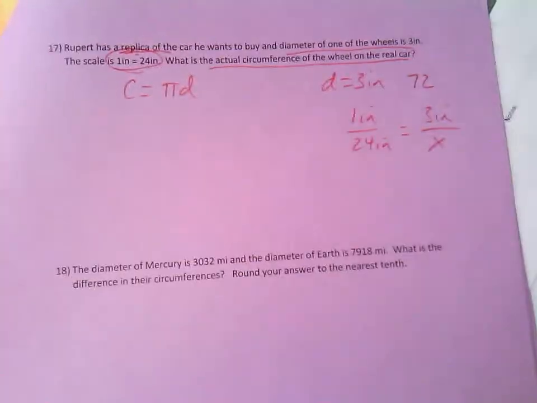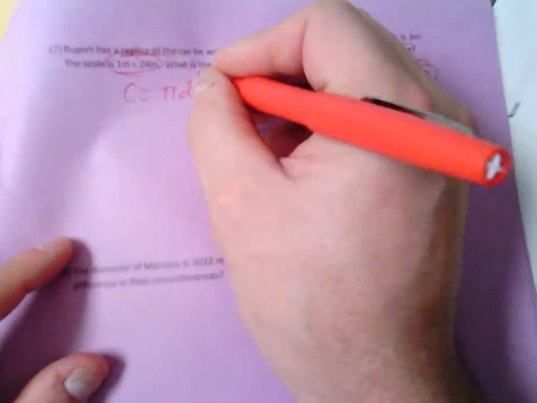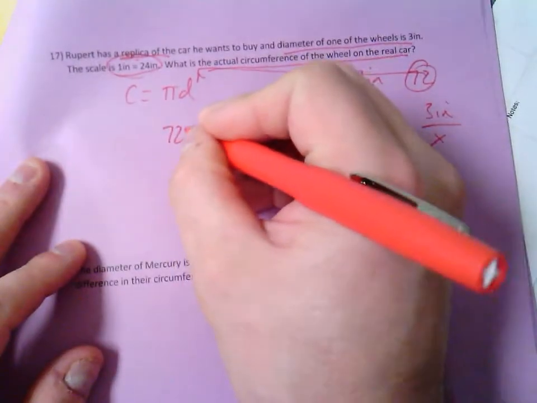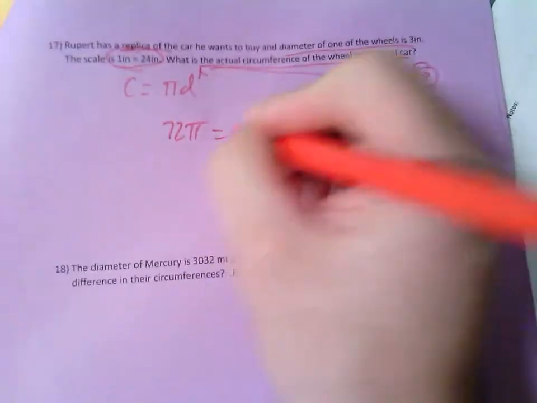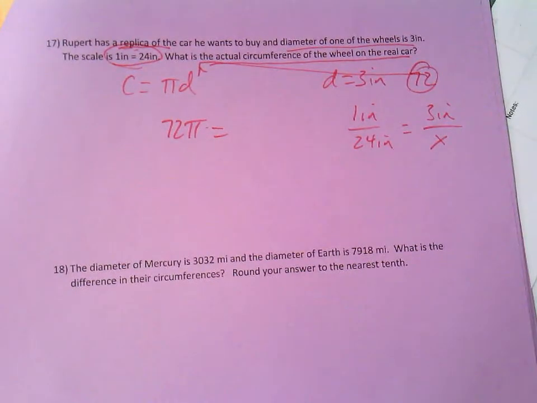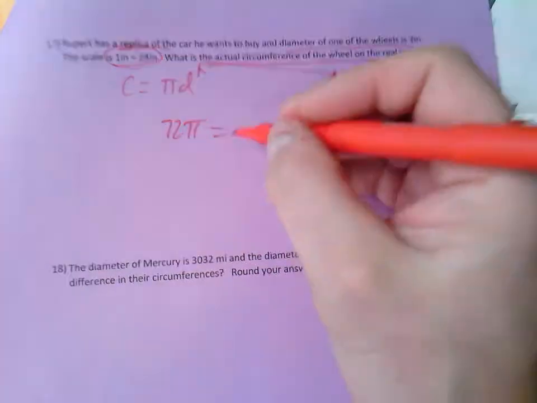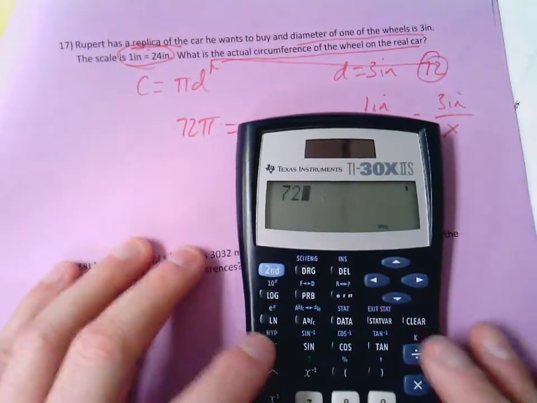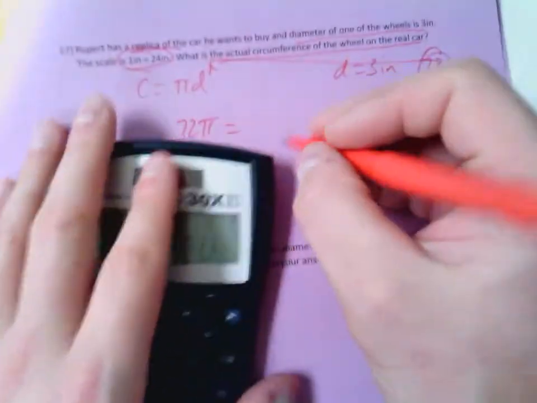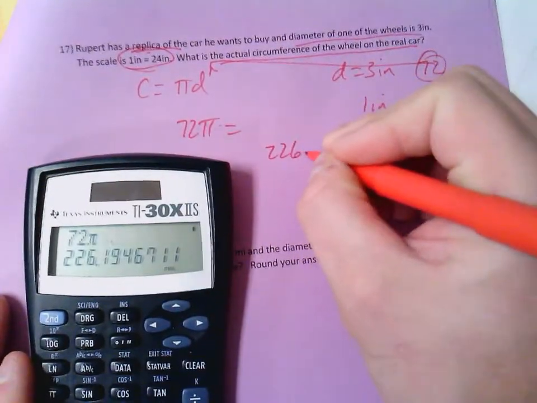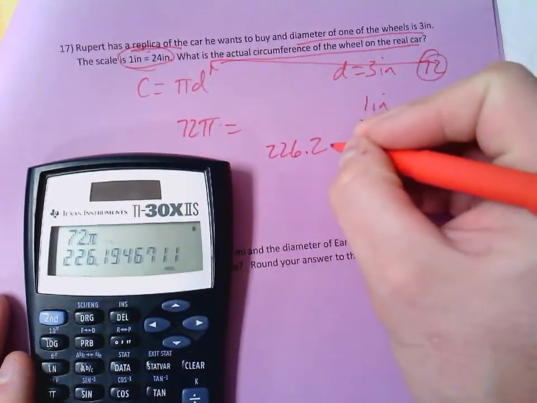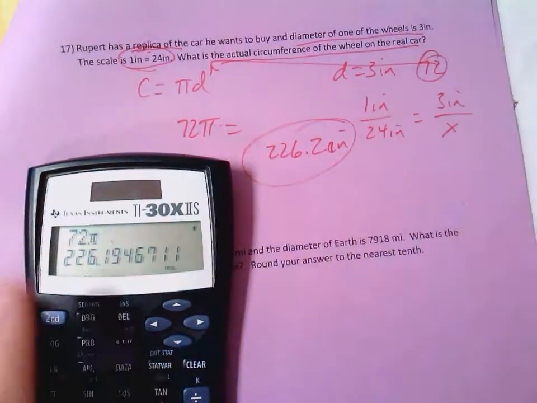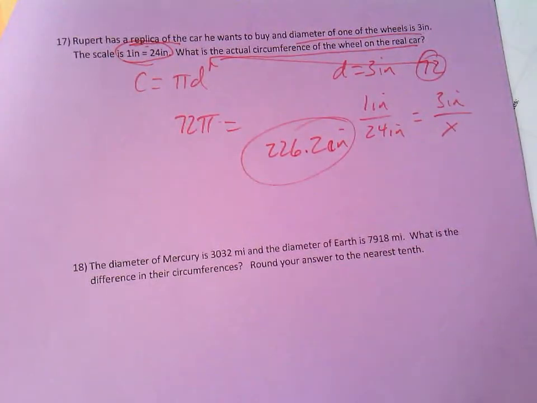So then the 72 goes here, so we get 72 pi. And because this didn't specify whether they want it in terms of pi or rounded, we'll just write both. So you have the 72 pi, and then we'll get the rounded answer. We'll go to the nearest tenth, 226.2 inches. Okay. And then that leaves us with 1.